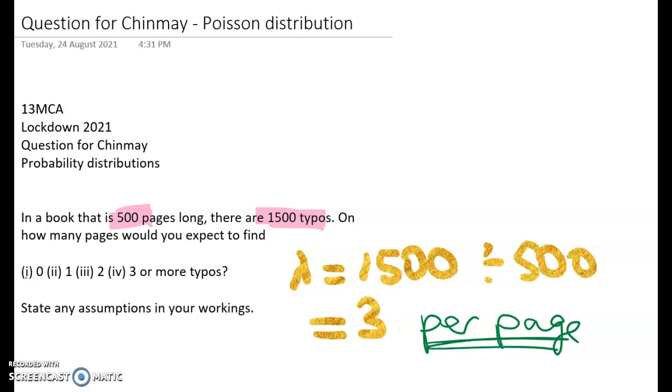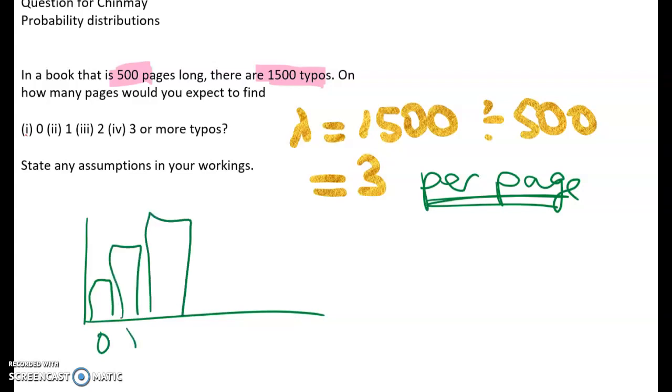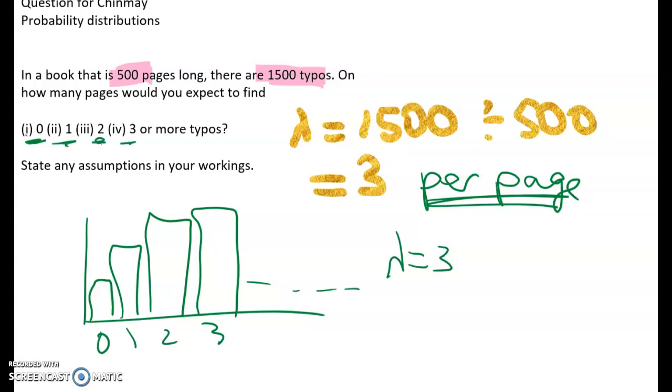So what we want to do now is basically find the probability distribution of typos per page. We're going to think of that in our heads as some kind of bar graph. There'll be some pages with none, there'll be some with 1, some with 2, some with 3, and so on. So it's a Poisson distribution with lambda equals 3. What we have to do first is find those probabilities and then say, well, the book is 500 pages long, so we'll times those probabilities each by 500. And once you see it like that, I think the problem is not too hard.